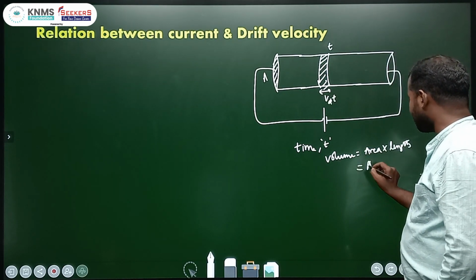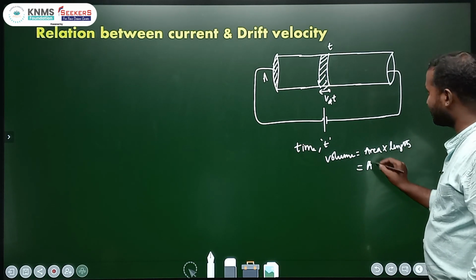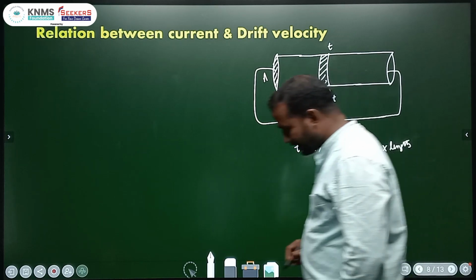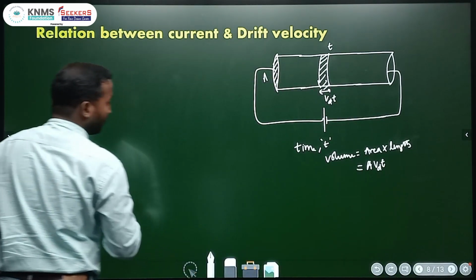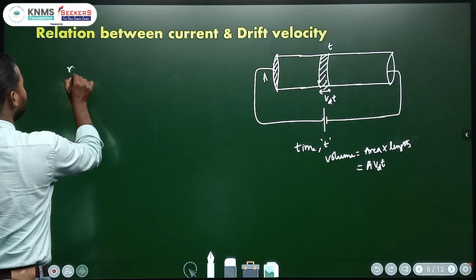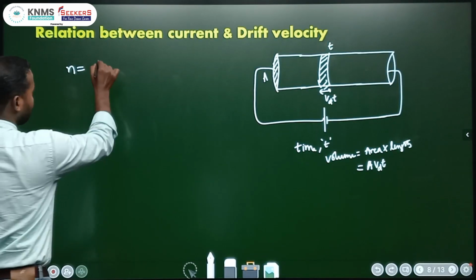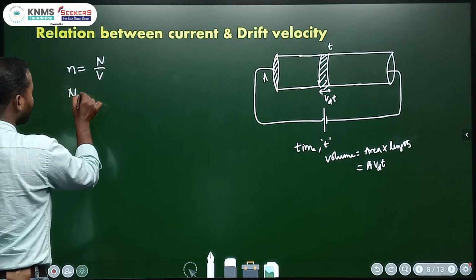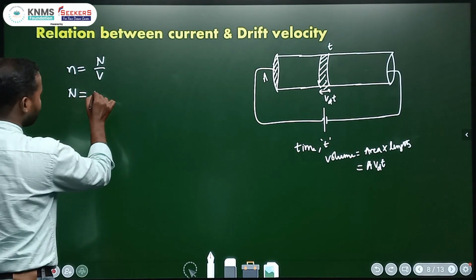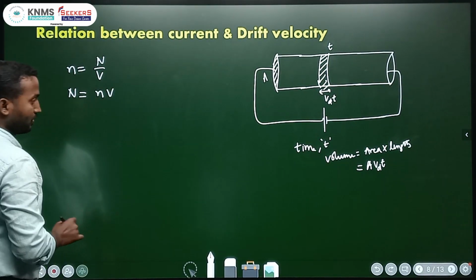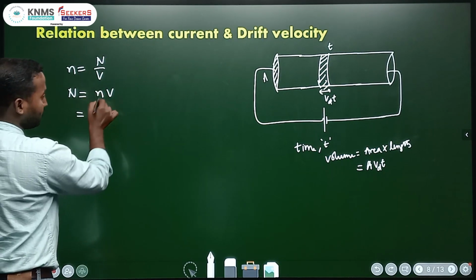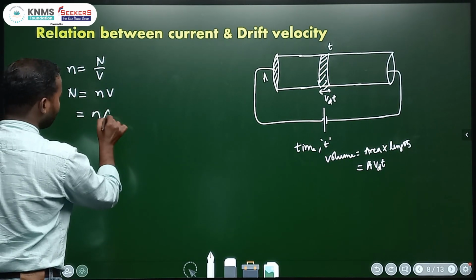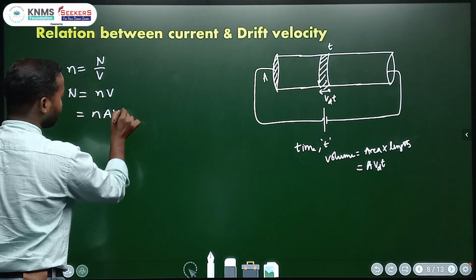So area of cross section is A, and length is nothing but Vd into t. This is nothing but your volume that is covered in time t. Now if you look at the number of free electrons per unit volume, that is n. If I want to talk about total number of free electrons, that's equal to n into V. Volume V is equal to A into Vd t.